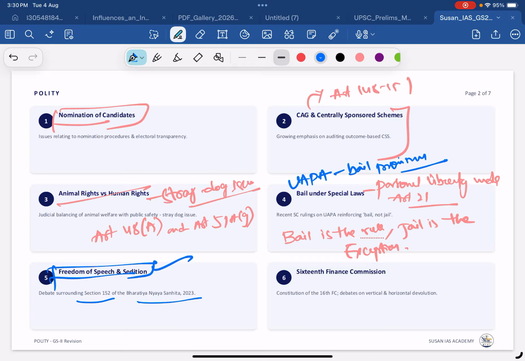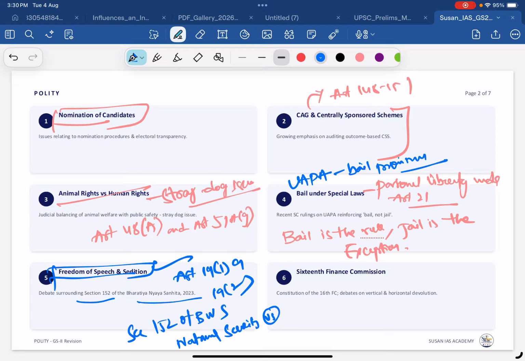So freedom of speech comes under Article 19 clause 1 clause A, and what are the restrictions under Article 19 clause 2, and historical sedition law, and section 152 of BNS, and national security with dissent.